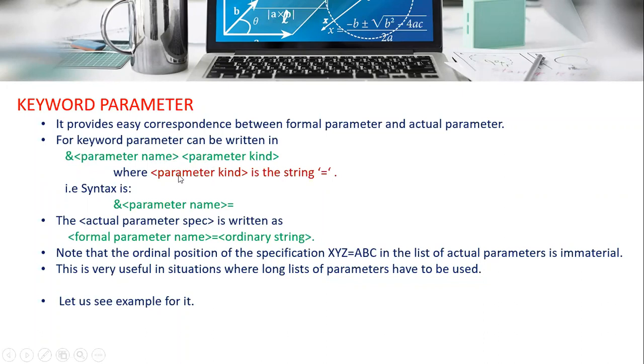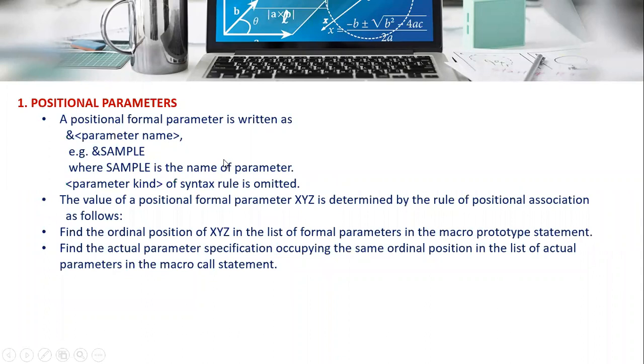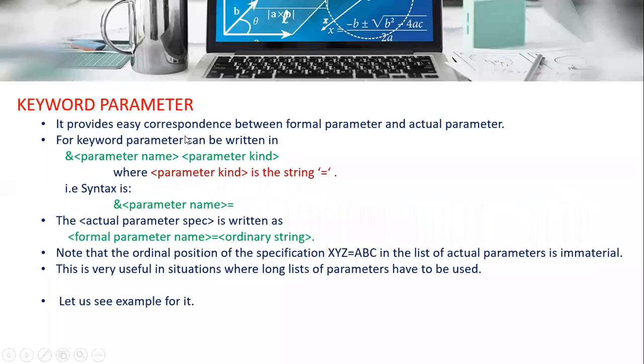What is this parameter kind? We write the parameter kind as the string equal to. We mention the equal to sign at the location of the parameter kind. When we consider the positional parameter, we can have only ampersand and parameter name. It does not have anything after that. We neglect the parameter kind. But in case of the keyword parameter, we can specify the parameter kind as equal to.